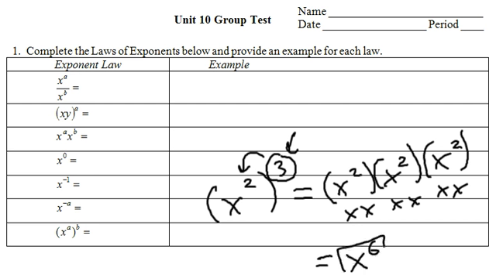And the shortcut seems like you multiply powers to powers. 3 times 2 is 6. And so the rule is x to the power of a times b.